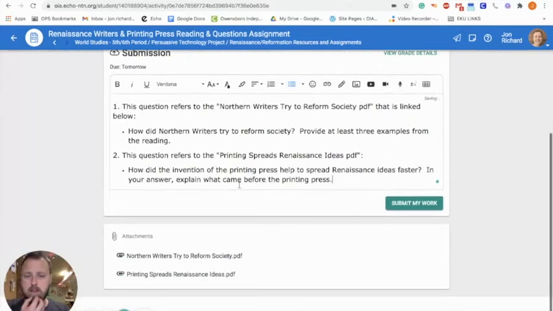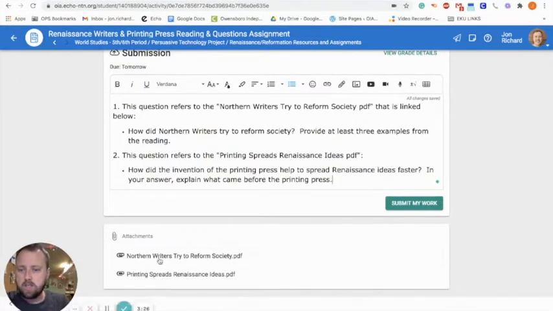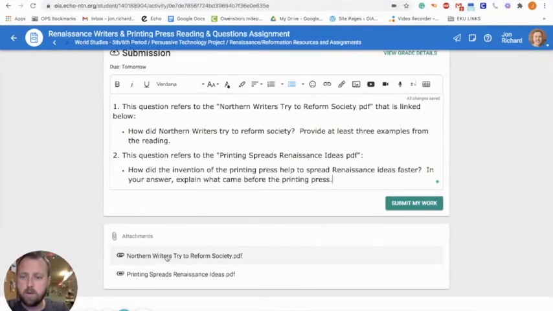That's available to me. So let's open up these PDFs. You can click on them and they'll open up. They're just PDFs. I'll show you what it looks like. So the first one we're going to look at is Northern Writers Try to Reform Society. And the question that goes along with that says right here, this question refers to the Northern Writers Try to Reform Society PDF that is linked below. So this is that question.